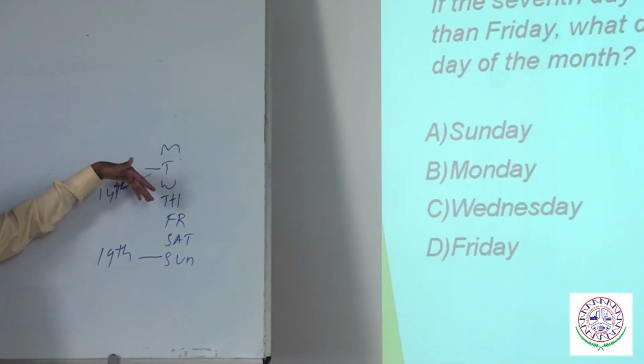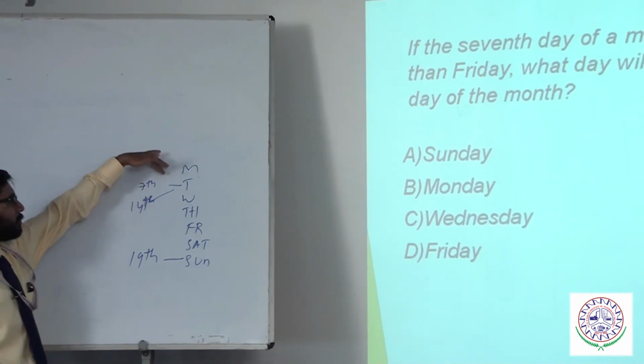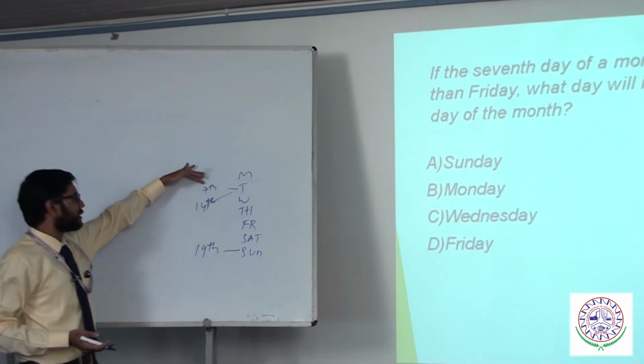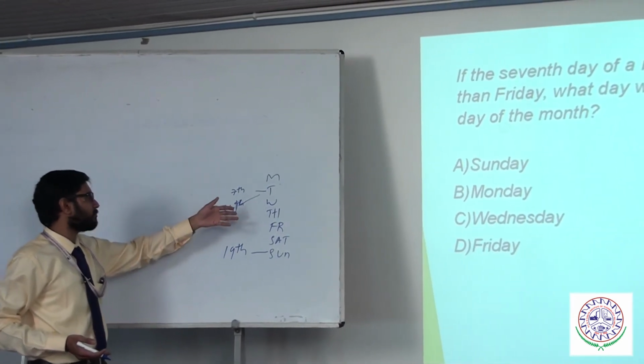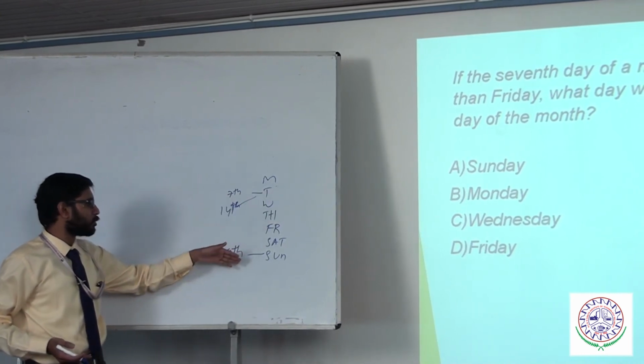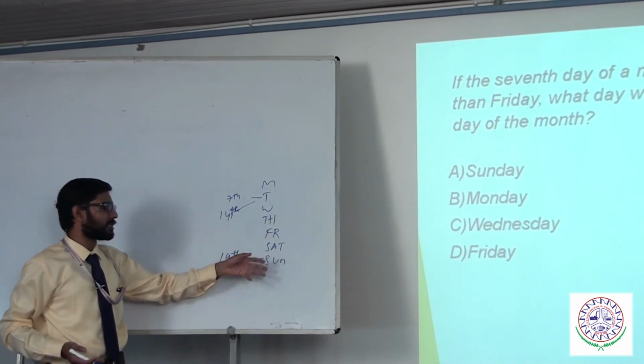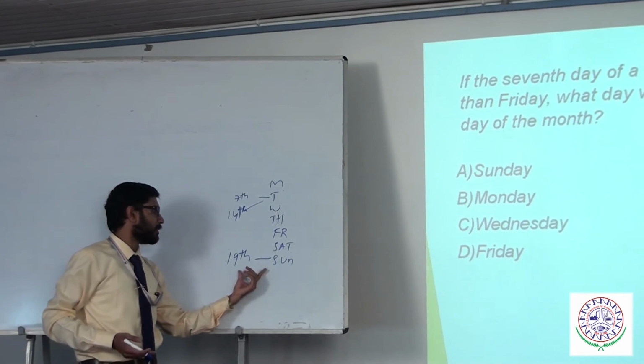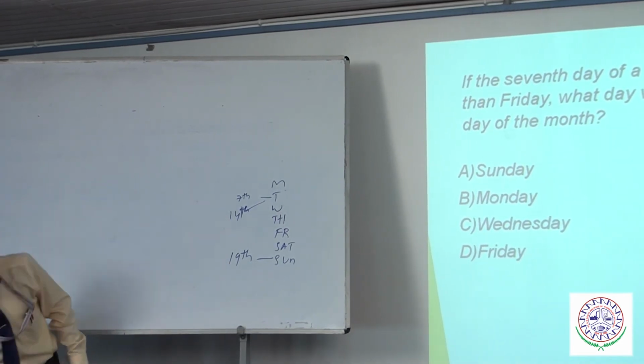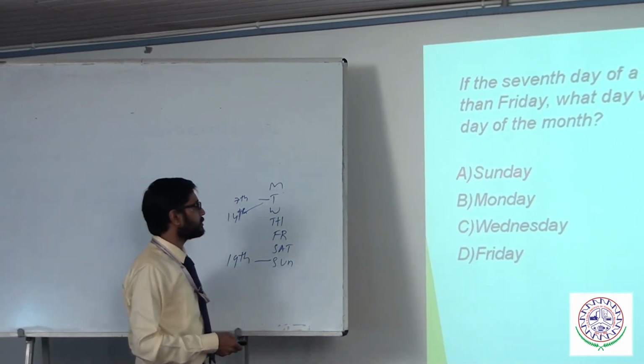So just Friday they asked. If you take 3 days before, it will be Tuesday. So double that, 7 into 2 will be 14. So the 14th will be on Tuesday. So add 5 to it: Wednesday, Thursday, Friday, Saturday, Sunday. That will be the 19th. So the answer for this question will be option A, that is Sunday.